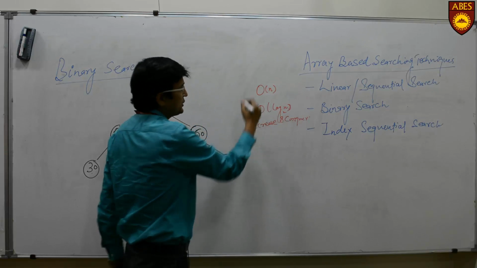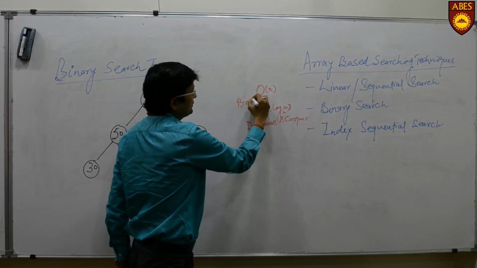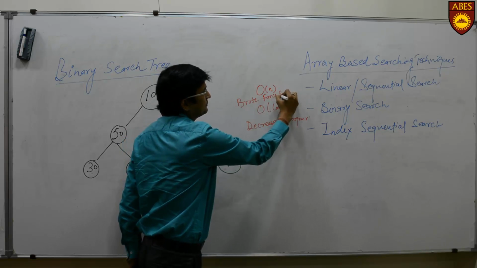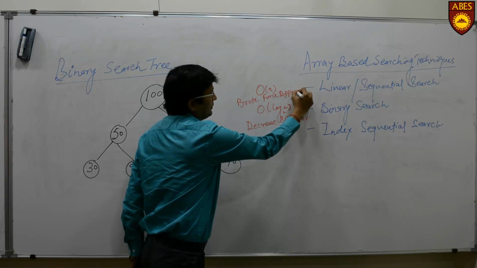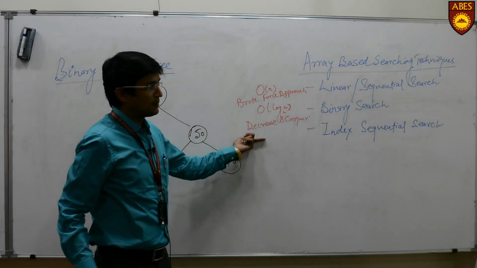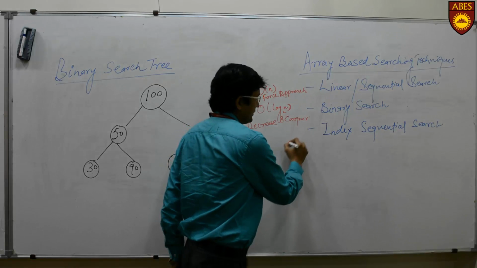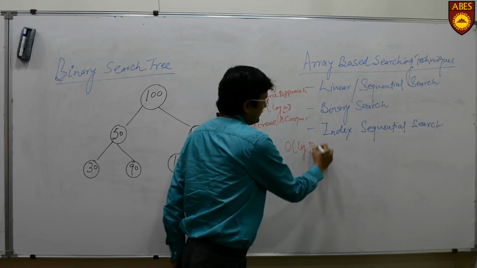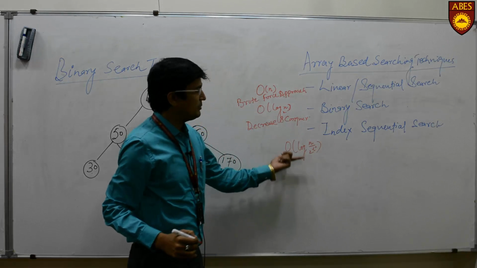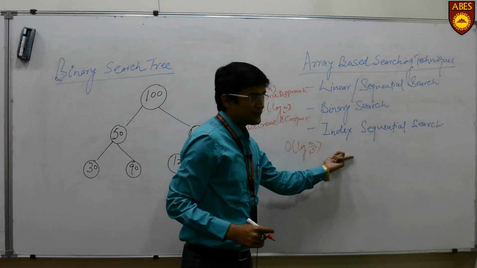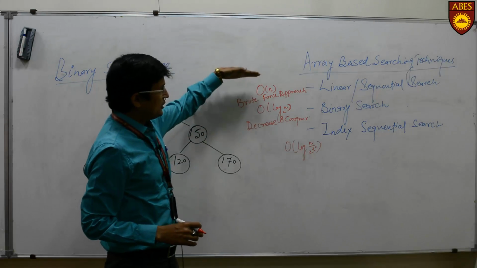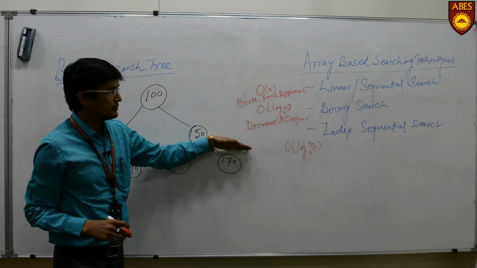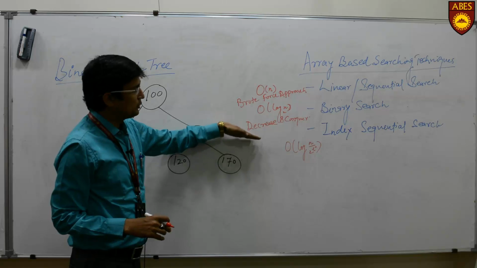The linear or the sequential search was based on the brute force approach. It requires the maximum time for the searching. Based on the decrease and conquer approach, we have another technique known as the index sequential search. It requires time of order of log n upon i, where we are considering that every ith element is maintained in the index. All these array-based searching techniques, linear search, binary search and index sequential search, perform the searches in good time.